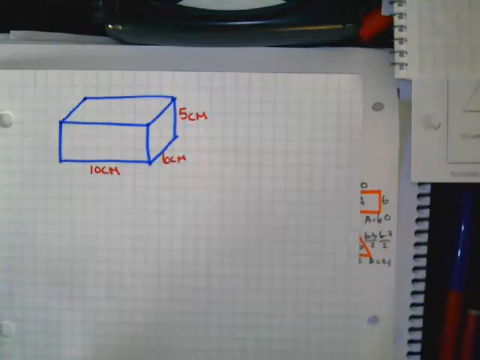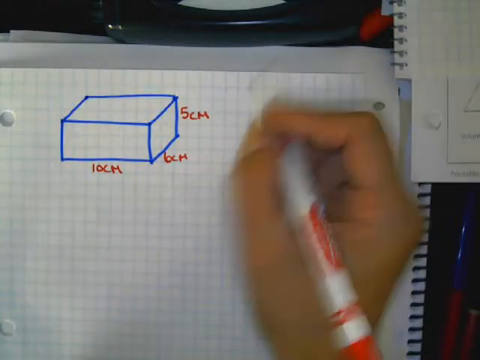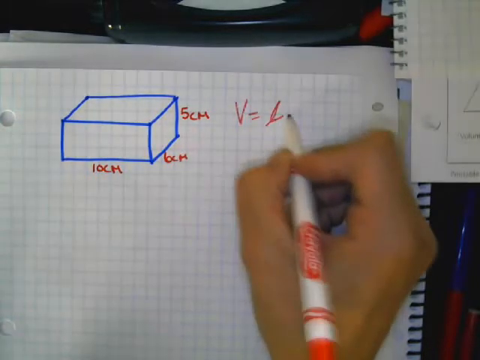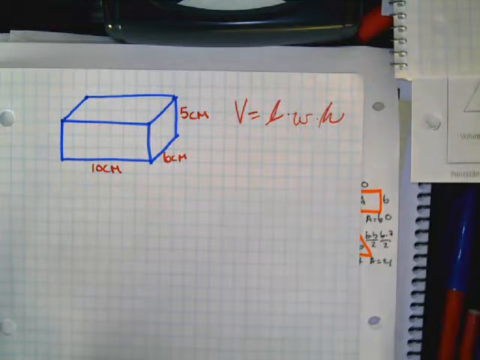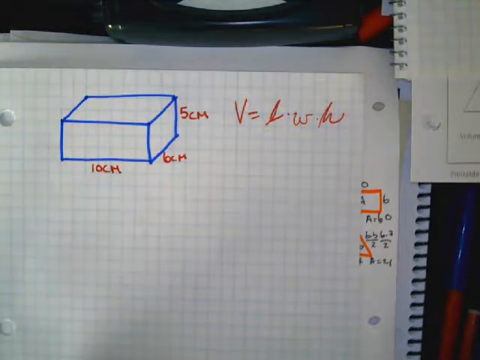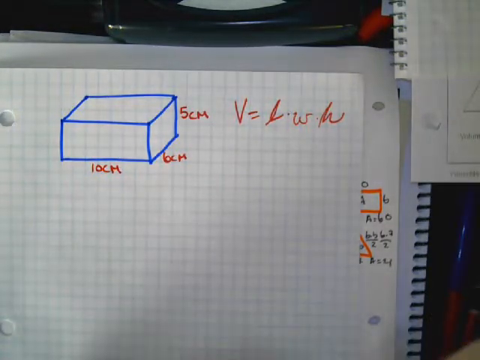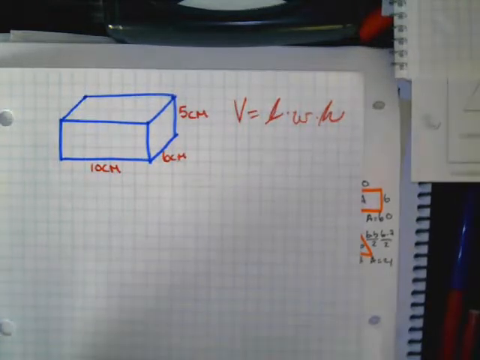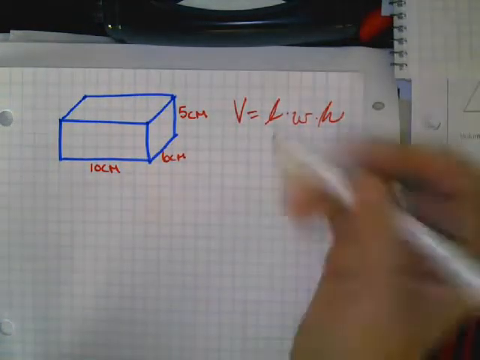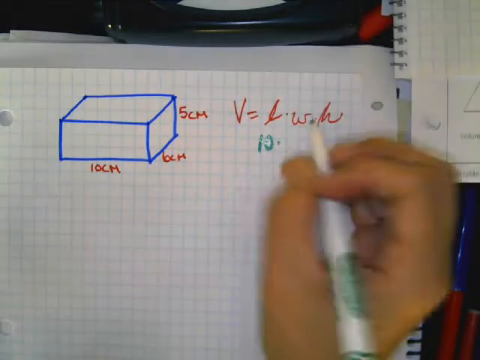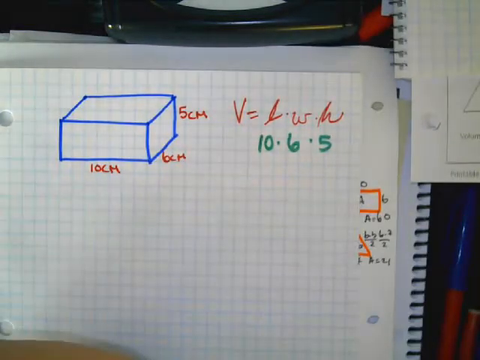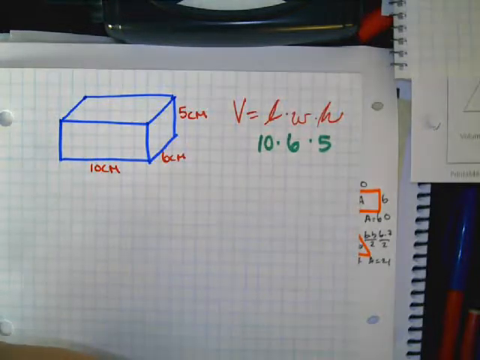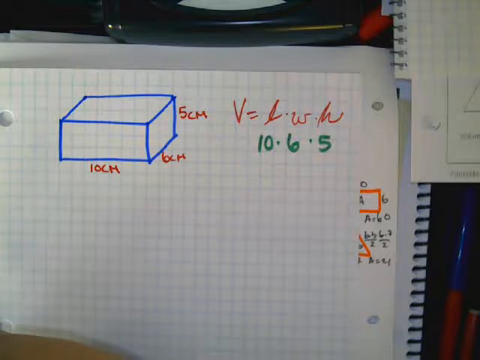Alright. So the volume is length times width times height. So you're going to substitute the numbers. It doesn't really matter what order, because it's commutative property. So just plug in your numbers. Length, 10, width, 6, height is 5. Does it matter in which order I multiply these in? No. Pick the two numbers that would be easy to multiply.